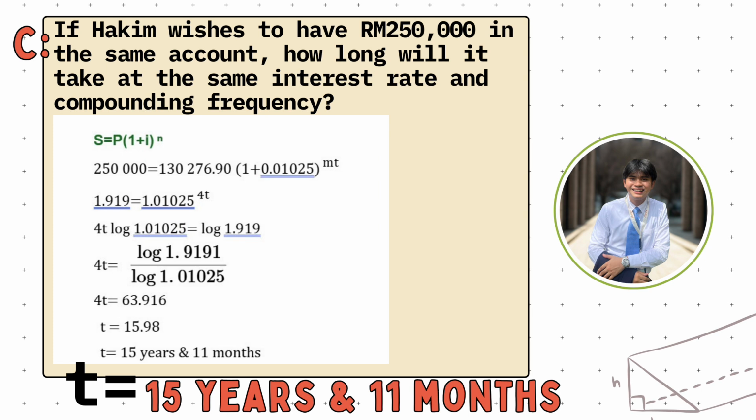We get 4 because the question before said that we compound quarterly, which means compounded 4 times in a year. So the only unknown we have here is t. So we want to find t. I'm using log on both sides. So the equation we got is 4t log 1.01025 equals log 1.919. Then we bring log 1.01025 to the right side to divide log 1.919. So we get 4t equals 63.916. And then we divide the answer by 4. So we get t equals 15.98, which is equivalent to 15 years and 11 months. So that's the answer. That's the time needed for Hakim to have 250k in the same account.